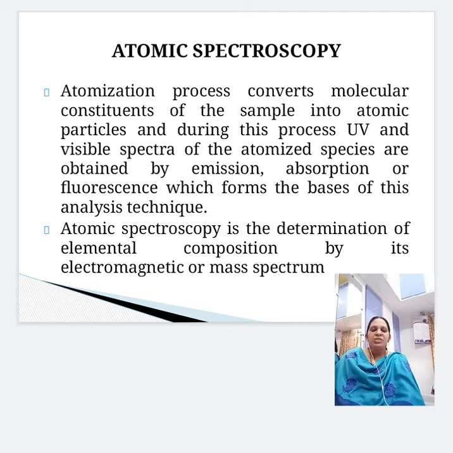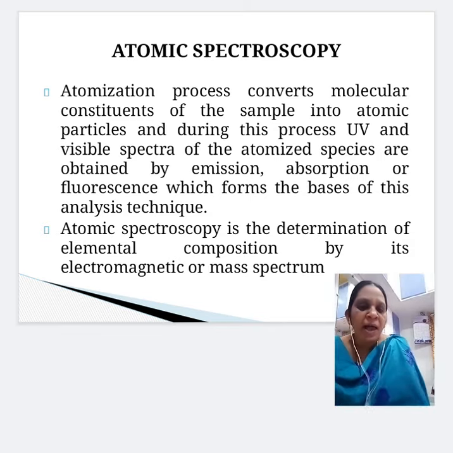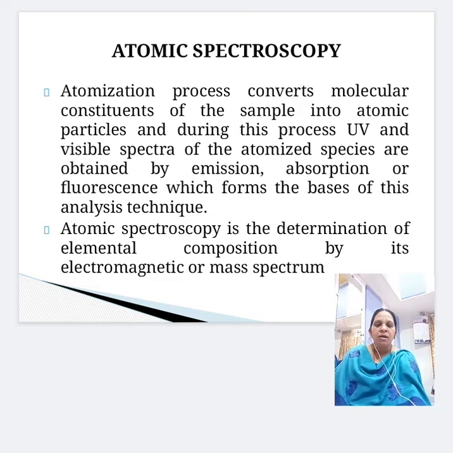Then the atomization process converts molecular constituents of the sample into atomic particles, and during this process UV and visible spectra of the atomized species are obtained by emission, absorption or fluorescence, which forms the basis of this analysis technique. Atomic spectroscopy is a determination of elemental composition by its electromagnetic or mass spectrum.